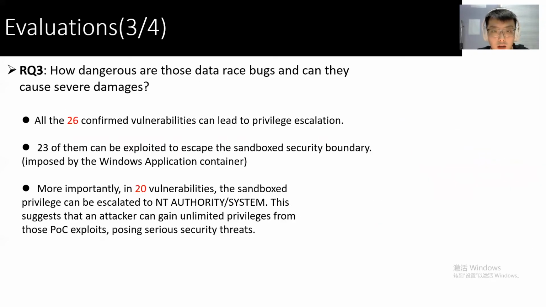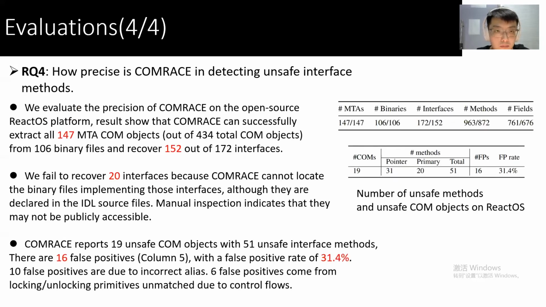Question 3, how dangerous are those data race bugs and can they cause severe damage? All the 26 confirmed vulnerabilities can lead to privilege escalation. 23 of them can be exploited to escape the sandbox security boundary imposed by the Windows application container. More importantly, in 20 vulnerabilities, the sandbox privilege can be exploited to attack the system authority. This suggests that an attacker can gain unlimited privileges from those PoC exploits, posing serious security threats.